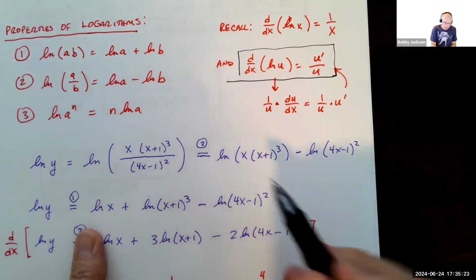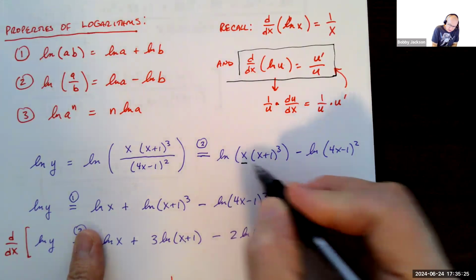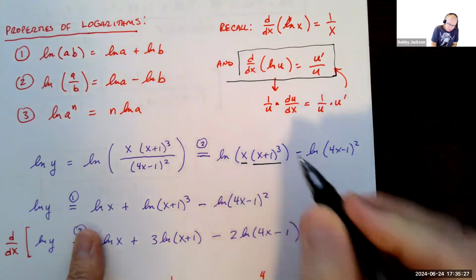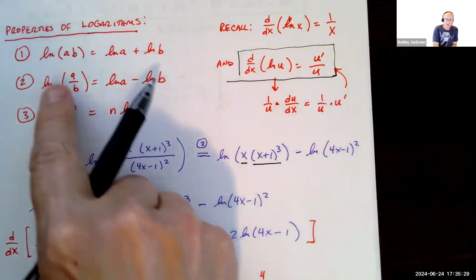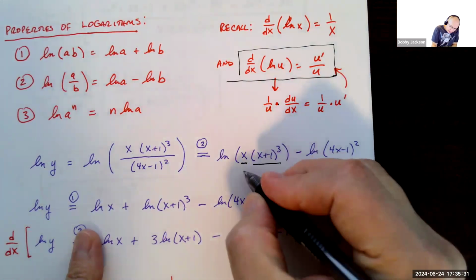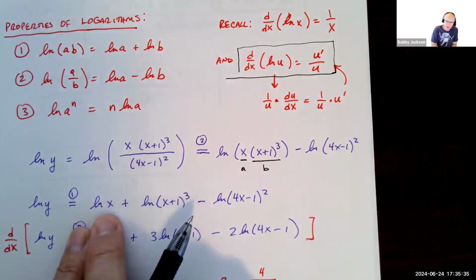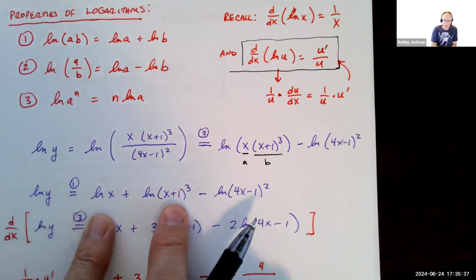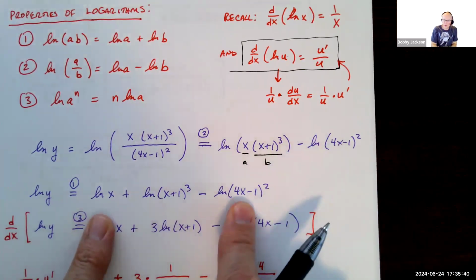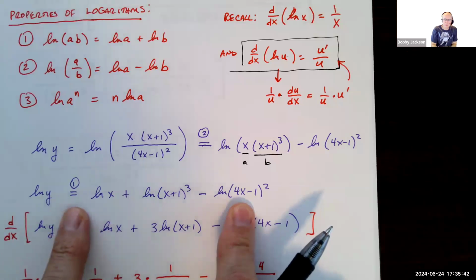Okay. Now, if I look at this expression, natural log of x times x plus 1 cubed, I can make use of property 1, because there's my a and there's my b. I'm going to take the natural log of a times b, and that's the natural log of a plus the natural log of b. And of course, minus the natural log of this over here. So that was using property 1.